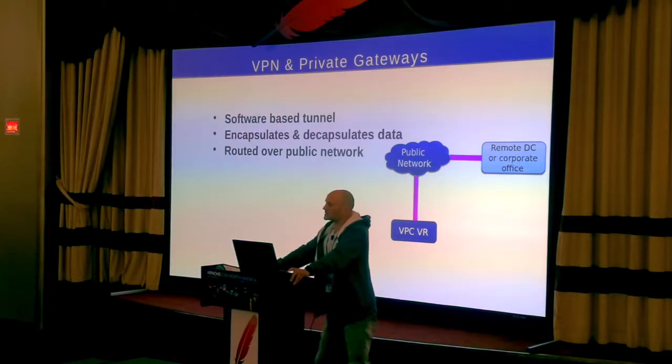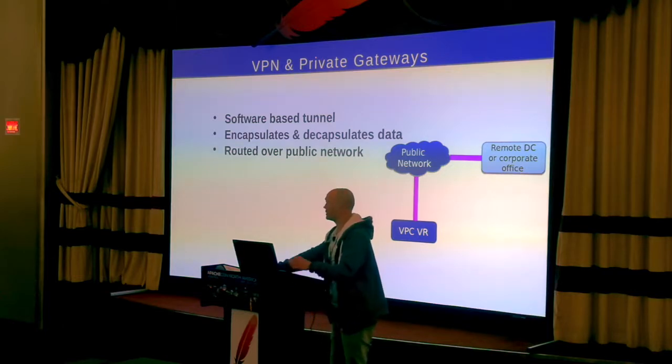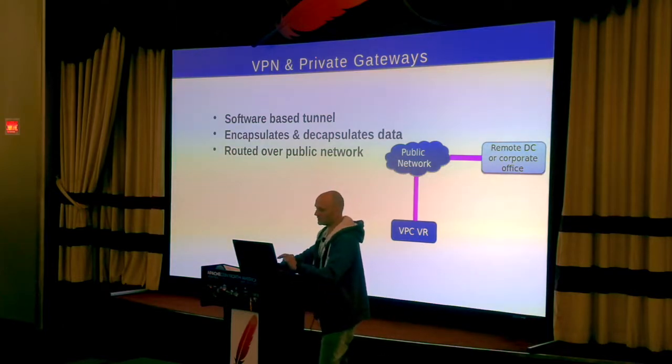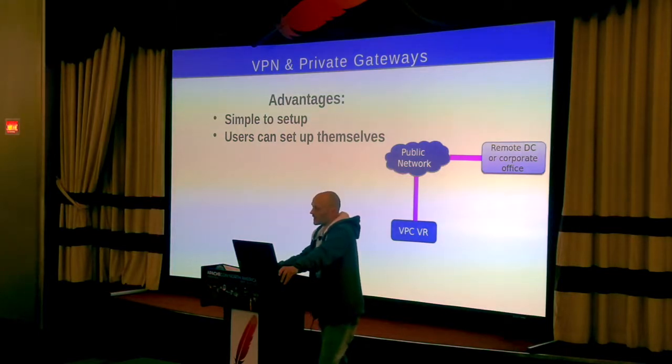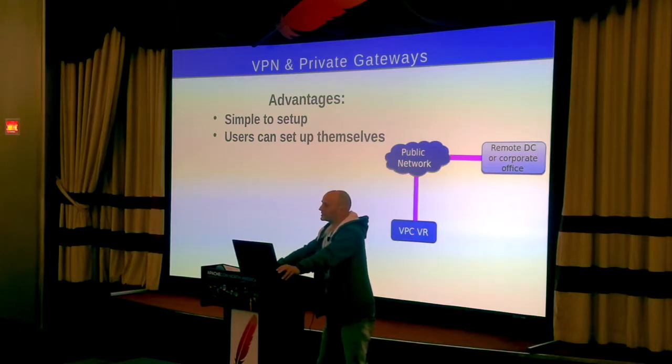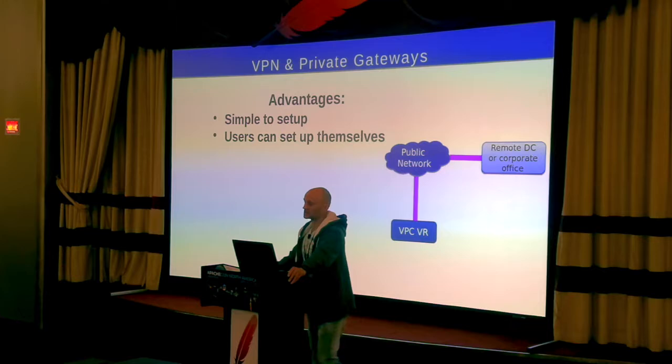Now let's quickly look at some VPN characteristics. The VPN is a software-based tunnel. It routes data securely over the internet, as shown there, and it routes data by encapsulating and decapsulating data. The advantage of using the VPN is that it's quite straightforward to set up. And also, since traffic is routed at the L3 IP layer level, regular users are able to set up VPN connections themselves.